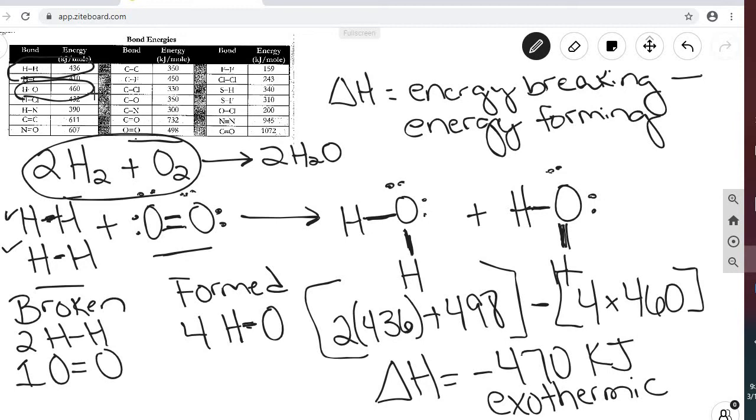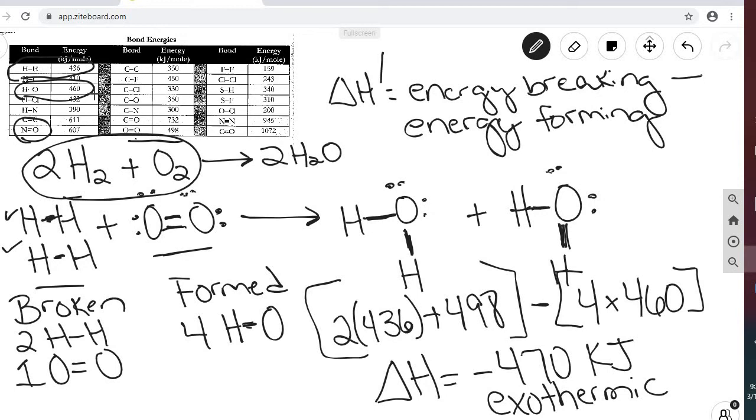One thing I should mention here is that when charts list bond energy, so if we look at this nitrogen-oxygen double bond, it doesn't matter whether that is written like this.